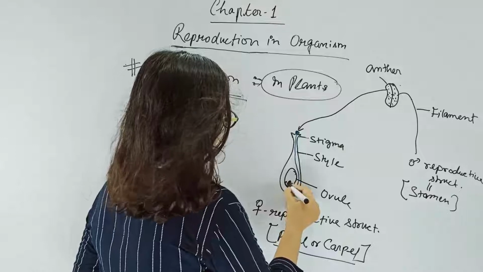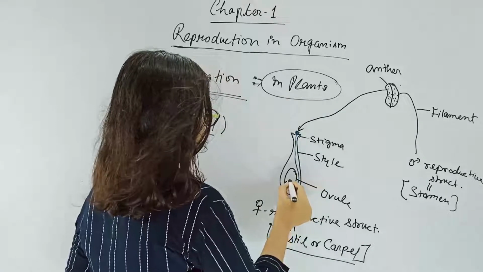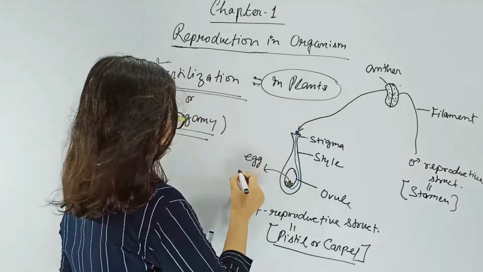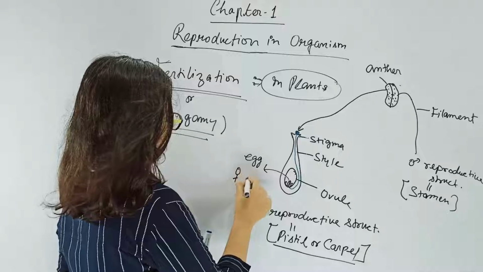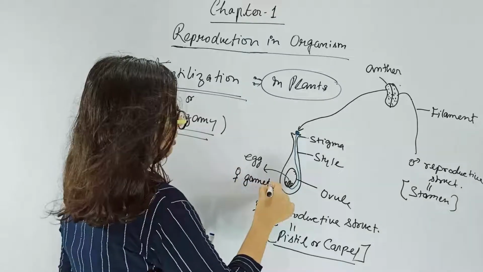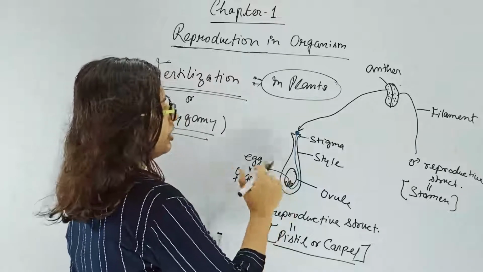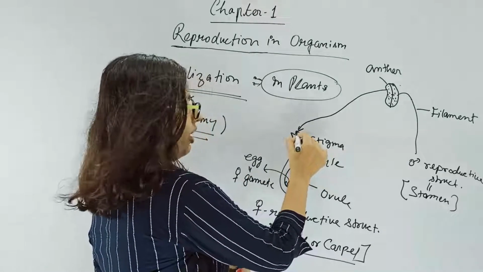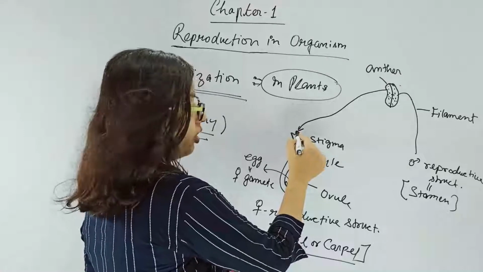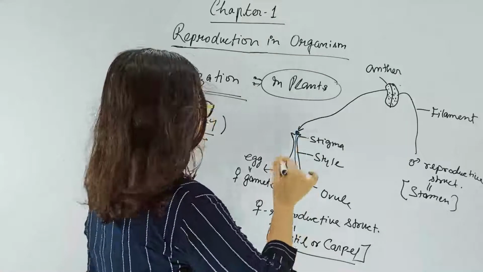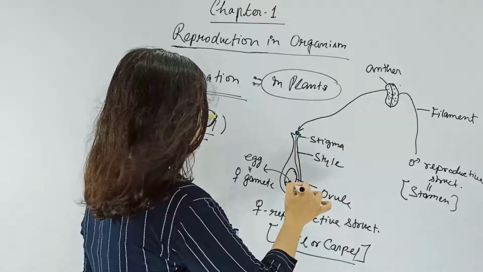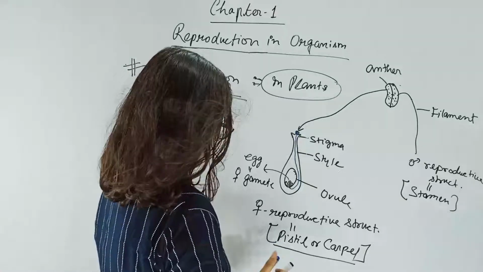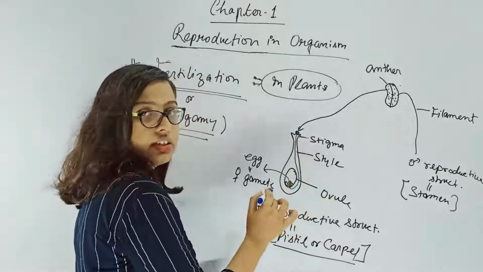So this one is the egg. Egg means female gamete. So the female gamete is here. Male gametes, there are two male gametes inside one pollen grain. So one pollen grain has fallen on the stigma. It contains two male gametes. So the two male gametes come into this ovule, and in the ovule they have to fertilize with the egg.